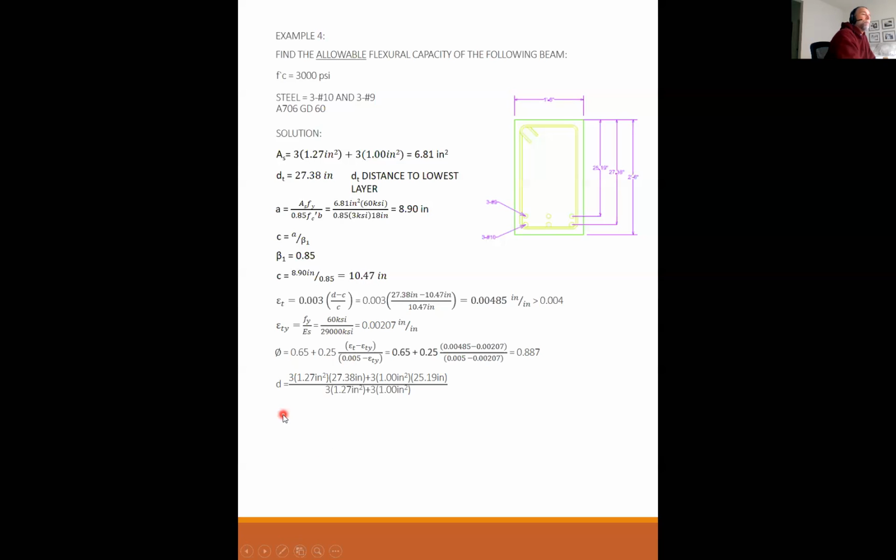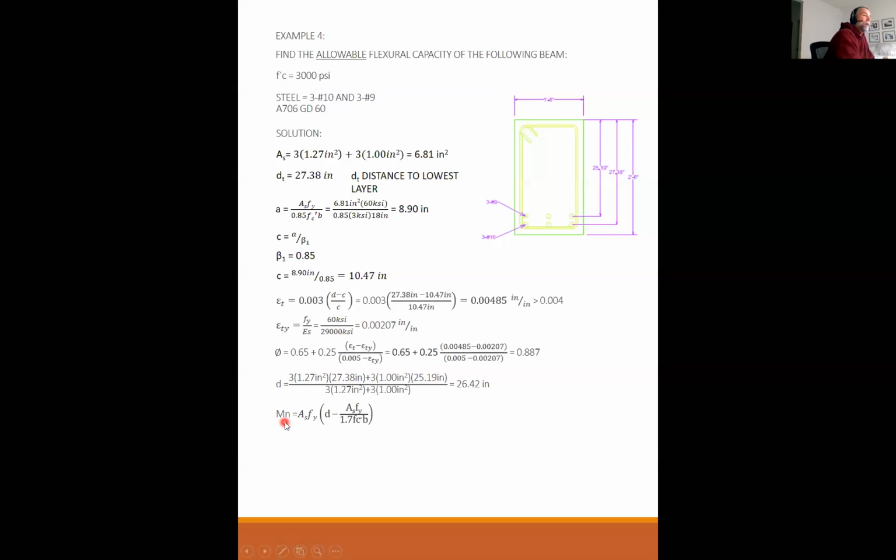Now I need to know what my D is. This was D sub t, to the lowest layer. I need to know what D is to the centroid of all of my steel. So I do a weighted average: the area of my number 10s at 27.38 plus the area of my number 9s at 25.19, over my total area. D effective is 26.42.